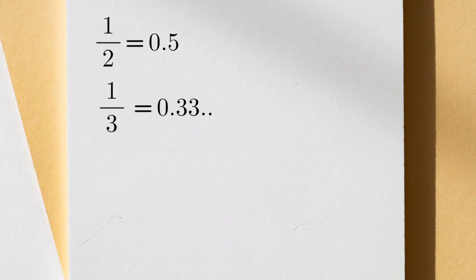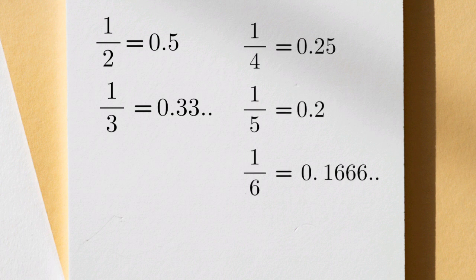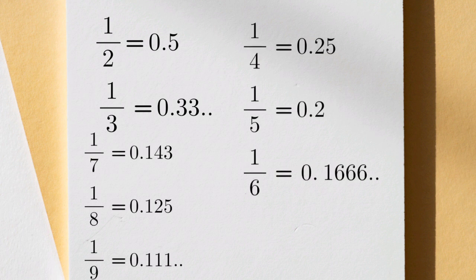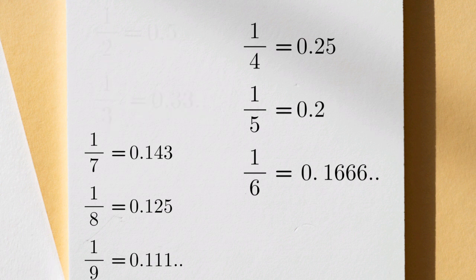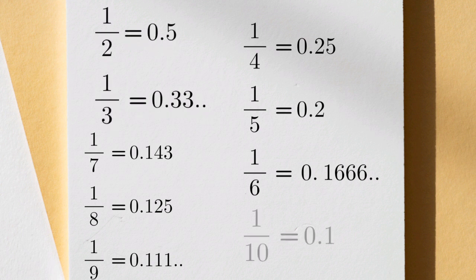Then 1 over 4 is the half of 0.5, which is equals to 0.25. Then 1 over 5 is equals to 0.2. 1 over 6 is equals to 0.1666 continuously. And then 1 over 7 is equals to 0.143. 1 over 8 is equals to 0.125. 1 over 9 is equals to 0.111 continuously. And then 1 over 10 is equals to 0.1.